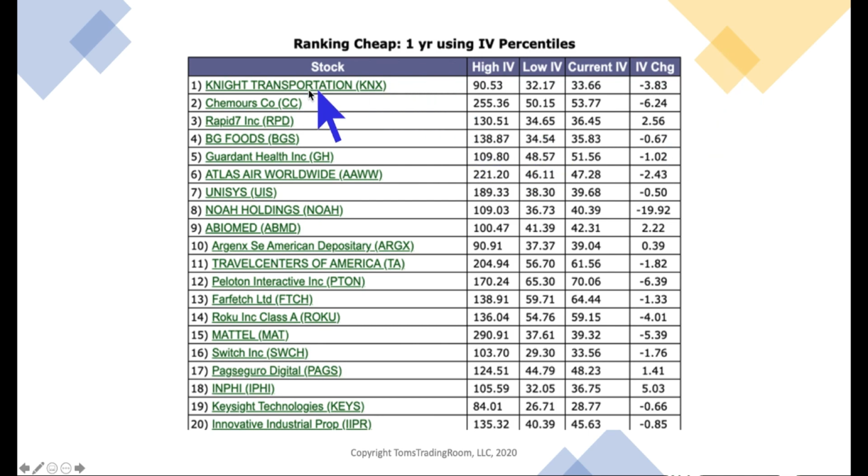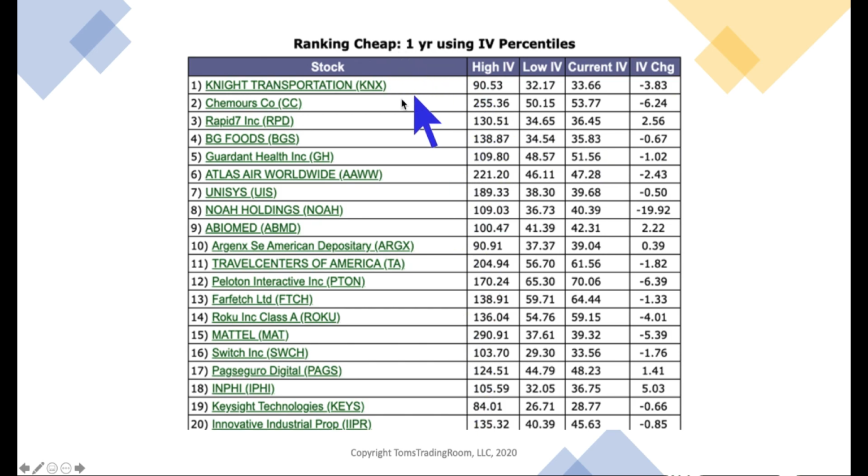These options, if you take a look at Knight Transportation, for instance, the highest the volatility has been in the last year has been 90.53. The low has been 32.17, and the current is 33.66. So you can see that we're just 3.83% off of the lows. This is very close to the lows. Kemper's company, same situation. It had a high of 255 on the IV, a low of 50, and we're currently trading over 53. So it's only 6.24% off the lows.